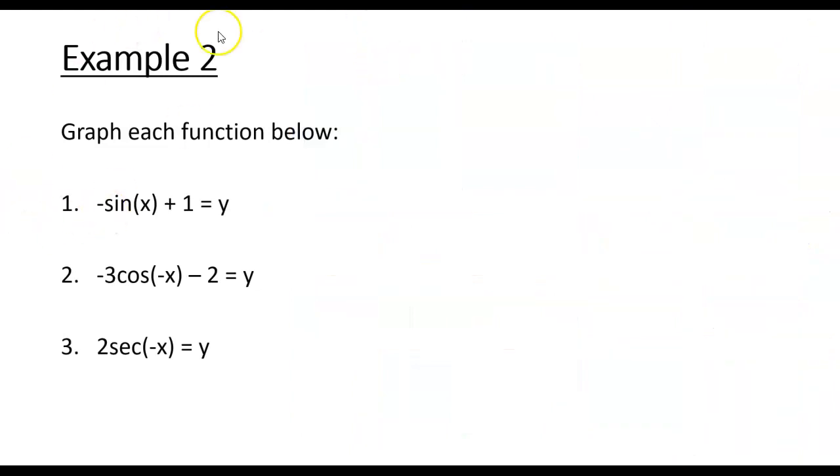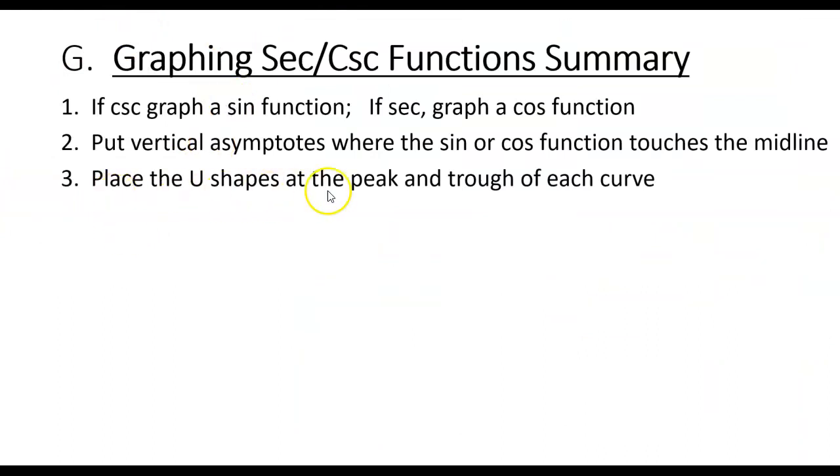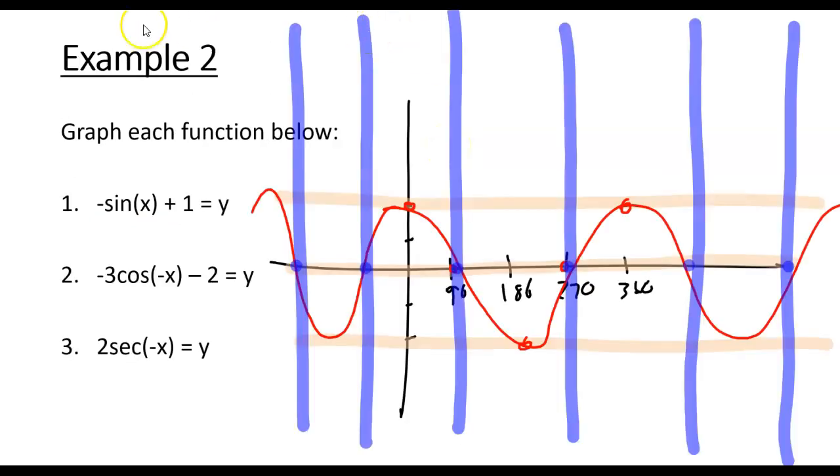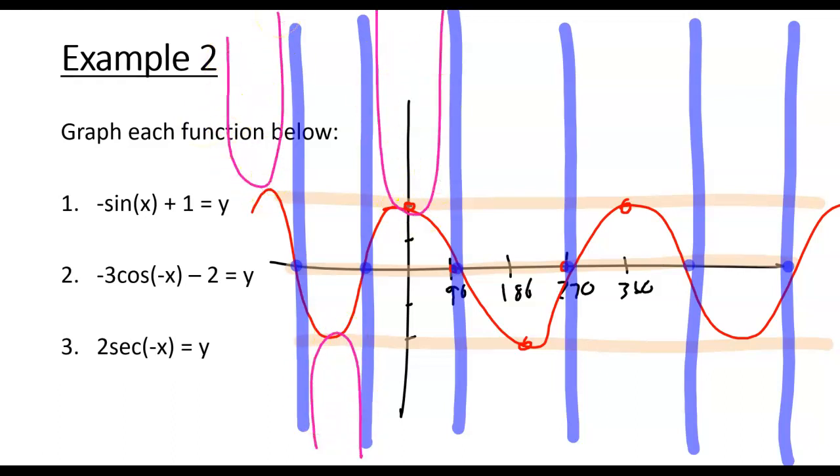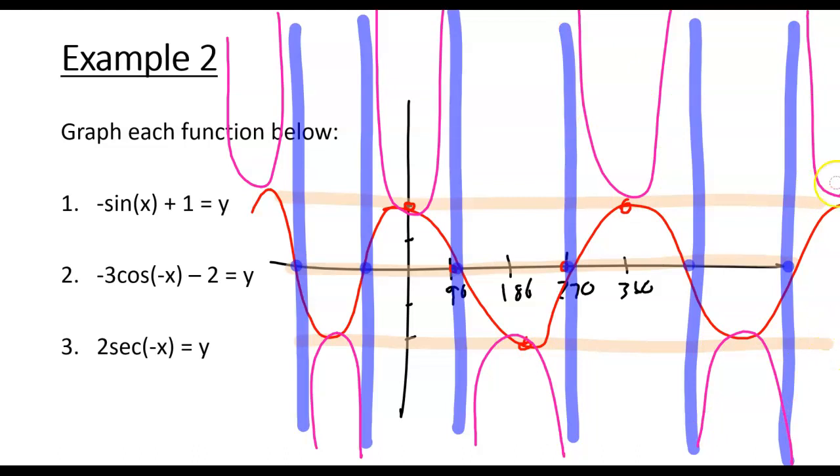One more step to get the secant function graphed. Now we're going to place the little U-shapes in there at the peak and trough of each curve. So let's do that. I'll do that one in hot pink here. So we're going to have a U-shape there, a U-shape here, here, here, here, and here, and here. All right, and there you go.